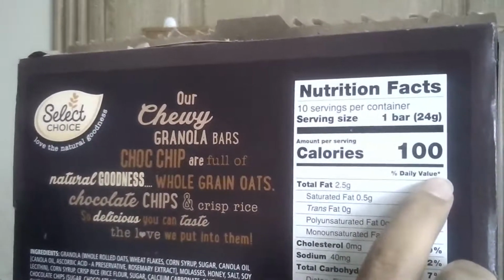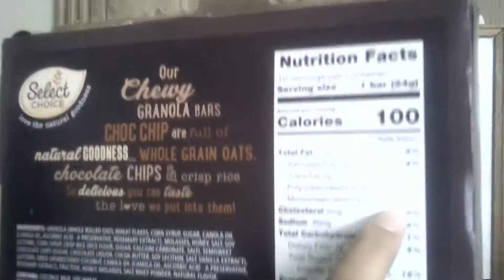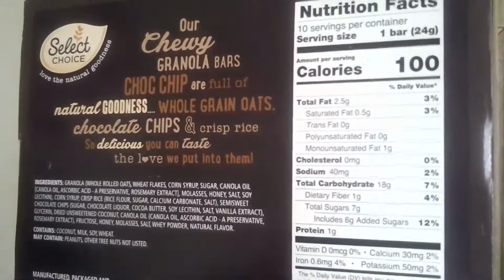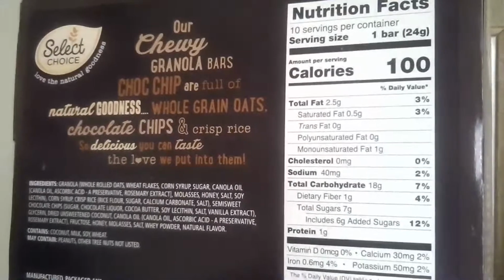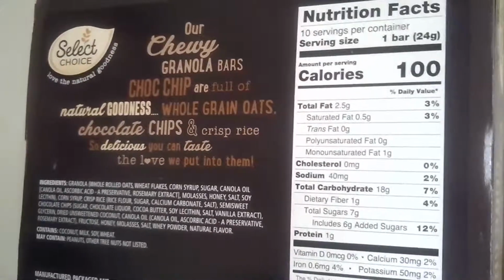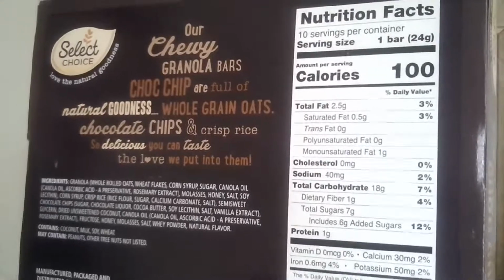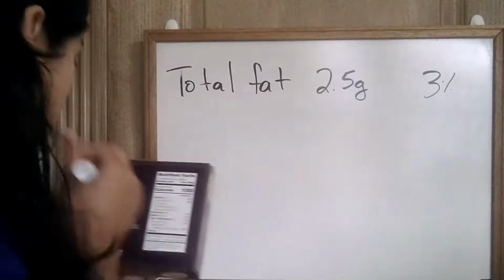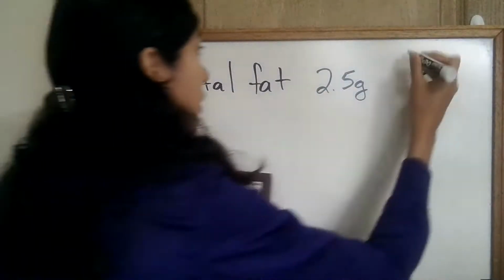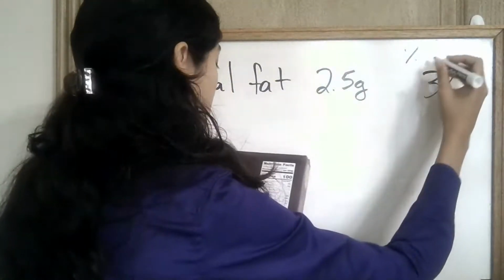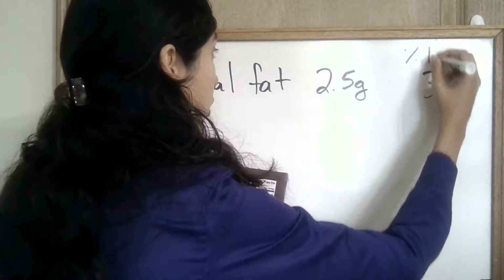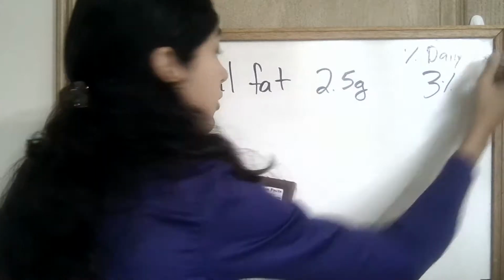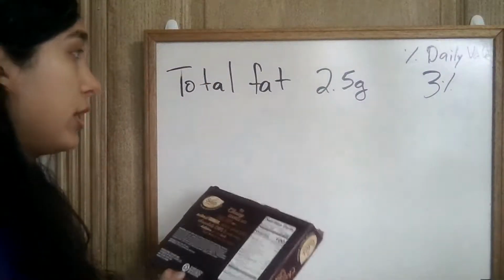Now there's a little asterisk which tells you to read more at the bottom. So I go up. The percent daily value tells you how much a nutrient in a serving of food contributes to a daily diet of 2,000 calories a day, which is used for general nutrition advice. So we're saying that this is a percent of daily value. What is the recommended amount of calories you should take per day?